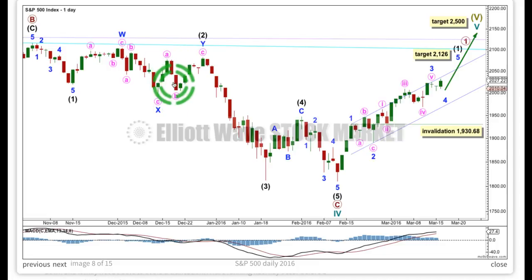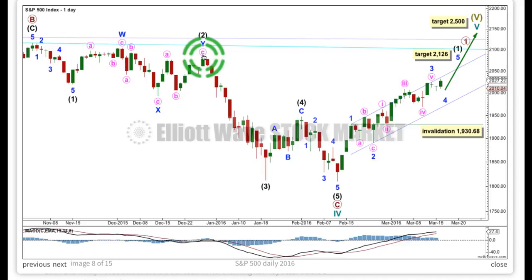We cannot see this as a flat because B is less than 90% the length of A. And so if the correction was over here, it's a double zigzag. But not only has the second zigzag in the double not deepened the correction, it's failed to move price even at all beyond the end of the first. It failed to get there. This does not look at all right. It looks completely wrong.